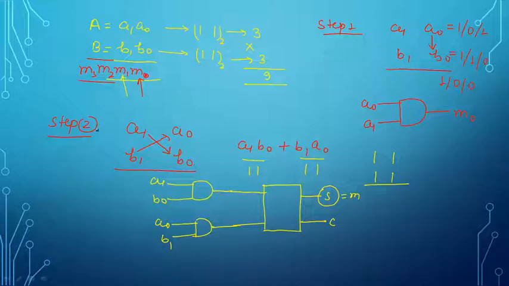So in the second step we require 2 AND gates and one half adder, right? The half adder is required because if the value of these two is 1 1, then there is a carry, so to keep the carry we require a half adder.